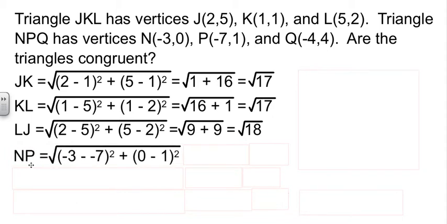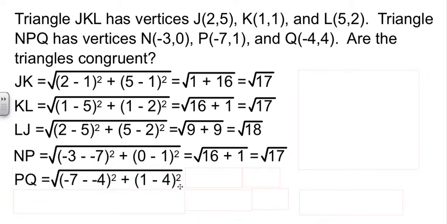Well, let's try NP. Plug that through, negative 3 minus negative 7, and then 0 minus 1, and square those. We get 16 plus 1, which is the square root of 17. This is looking promising. PQ: negative 7 minus negative 4 squared, 1 minus 4 squared. 9 plus 9, hey, we have a square root of 18. That matches. So now all we need is a square root of 17, and we're in business.